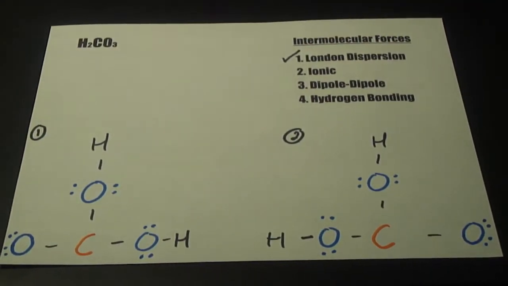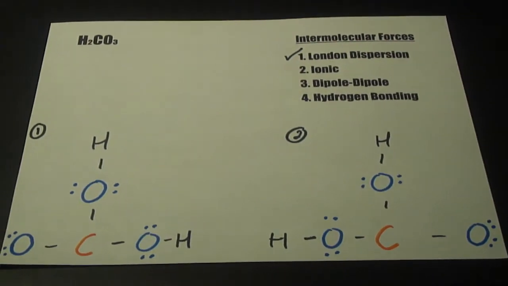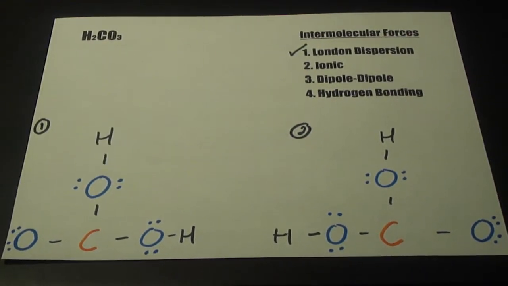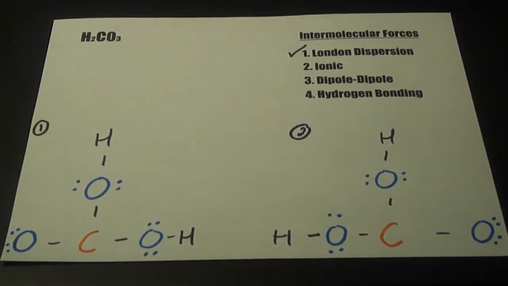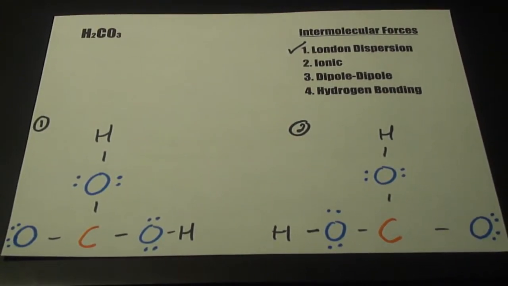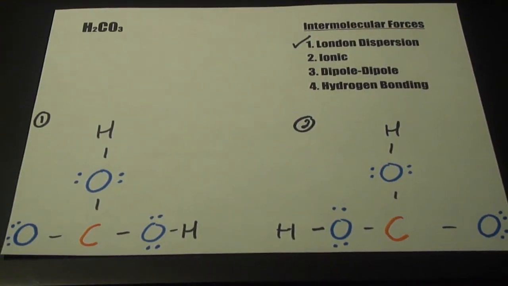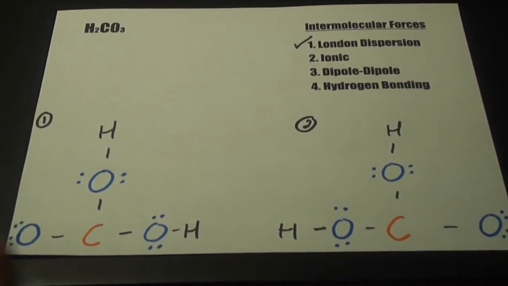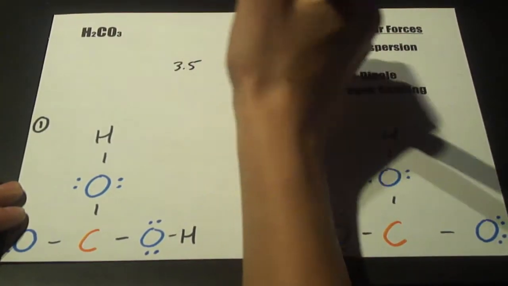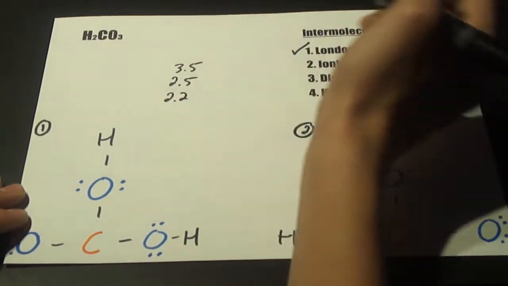Next, let's look at ionic forces. Ionic intermolecular forces is a force that holds together any two given molecules in which each molecule has at least one ionic bond. To tell if these bonds are ionic or covalent, we need to use electronegativity. We need to look at the electronegativity of each atom. The electronegativity of oxygen is 3.5, while carbon is 2.5, and hydrogen is 2.2.